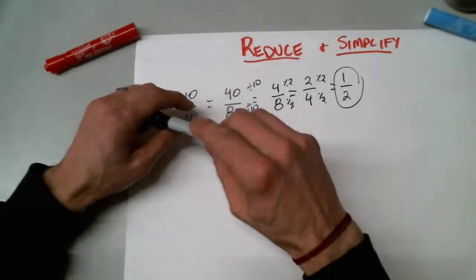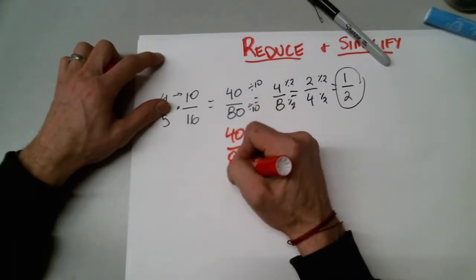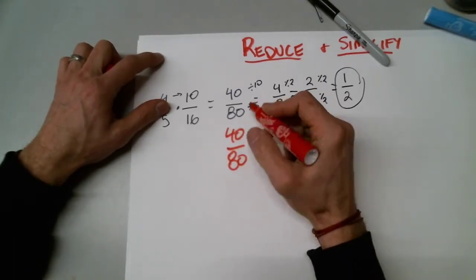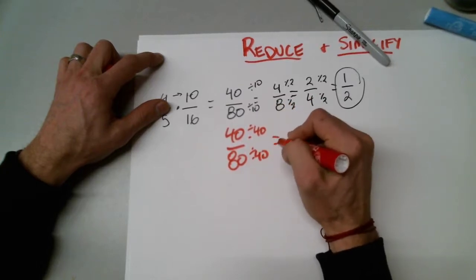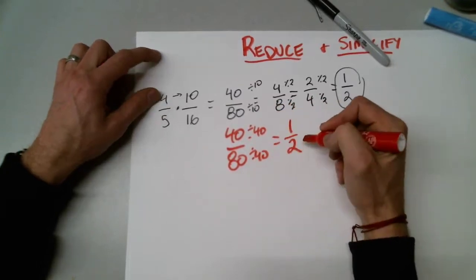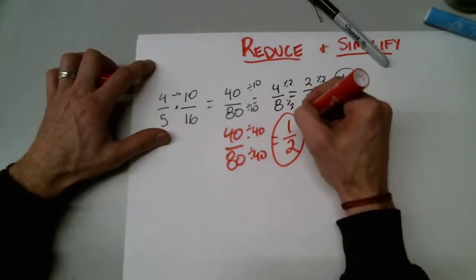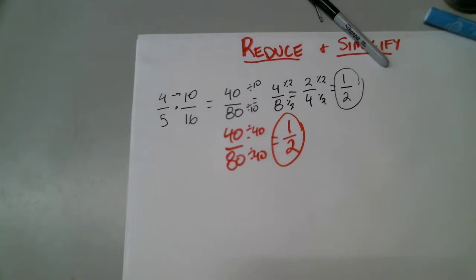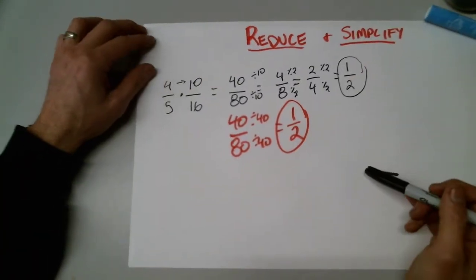8 times 5 gives me 40. And if you're a little quicker than I am, we could have gone back to this one right here. 40 divided by 80. Well, 40 goes into 80. It's a factor. So we can divide the top and the bottom by 40. I go right to 1 over 2. Okay, so this is the process of reducing your fractions. It is the number one skill that you need to do in your answers.